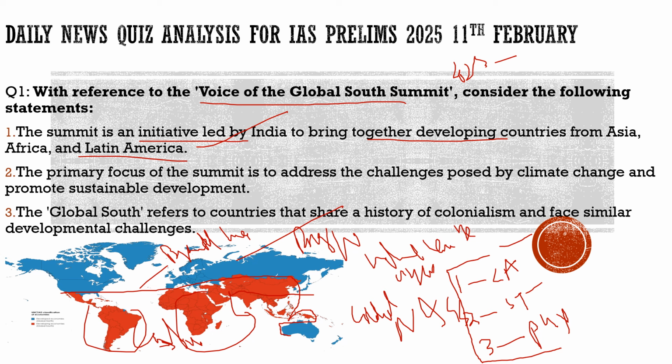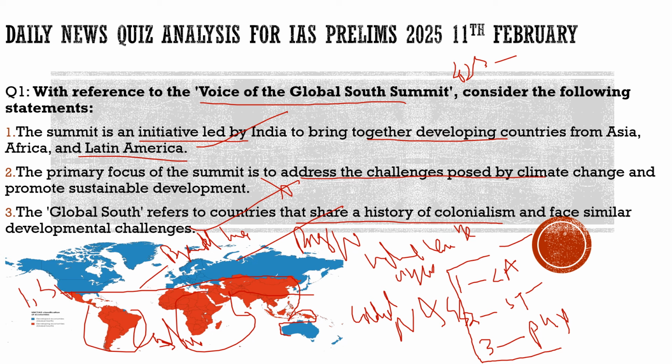Second statement: the primary focus of the summit is to address the challenges posed by climate change and promote sustainable development. Even though this may be one of the concerns, it is not the primary focus of the Voice of the Global South Summit. It has a broader focus like infrastructure development, eradication of poverty, and all that. So the second statement is incorrect. Third statement: the Global South refers to countries that share a history of colonialism and face similar developmental challenges. 100% correct. So with respect to this question, the correct statements are option 1 and option 3 only.